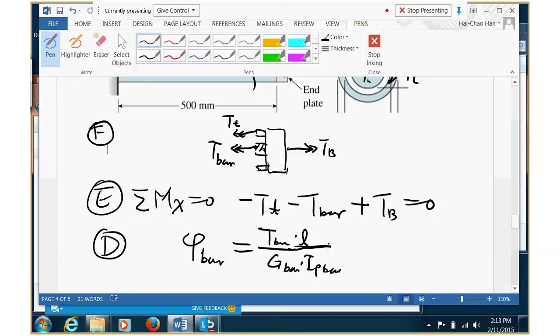What's the P? Oh, IP. What's the IP? It's the polar moment of inertia. That stands for the polar. Okay, so that's the bar. What about the tube?